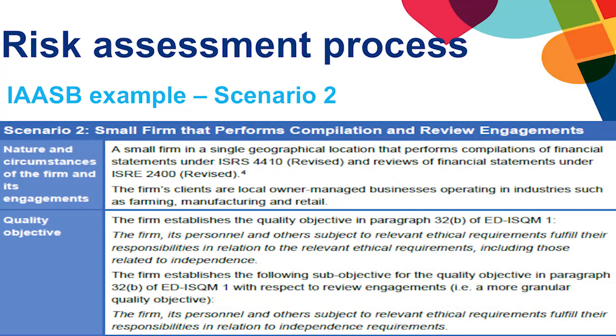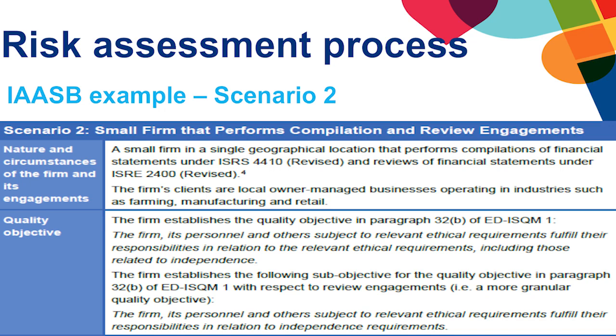Now, clearly for us as a firm to be able to establish a risk assessment process, we would need to understand the type of engagements that we are involved in. Hence this step of understanding the nature and circumstances of the firm. Once you have obtained that, you will have to then identify the quality objectives. If we specifically look at this, one of the required quality objectives per ISQM 1 is that the firm, its personnel and others subject to relevant ethical requirements must fulfill their responsibilities in relation to these ethical requirements, including those related to independence, specifically referring to paragraph 32B of this ED.